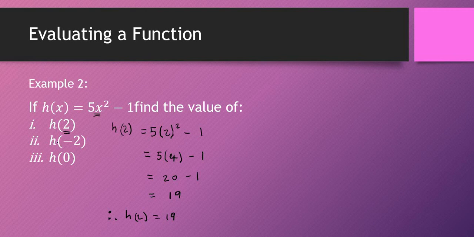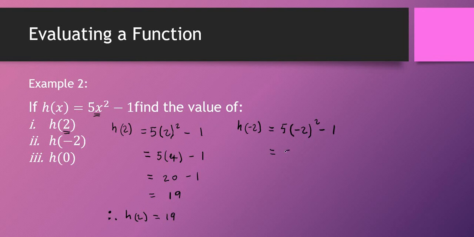Second part, we are asked to evaluate h of negative 2. So we're going to find h of negative 2. So it's going to equal to 5. Instead of putting back x, we know that x is negative 2. So we open a bracket, put negative 2 in there, put back our square. Alright? Put back our subtraction. Subtract 1. And then simplify.